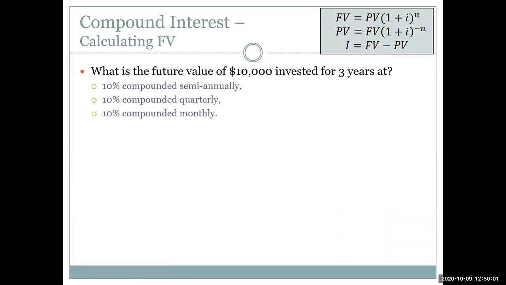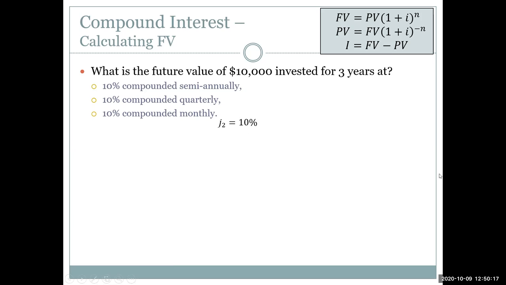Let's try a couple other questions. What's the future value of $10,000 that's being invested for 3 years? And we're going to do it three ways: compounded semi-annually, compounded quarterly, and compounded monthly, and all at 10%.